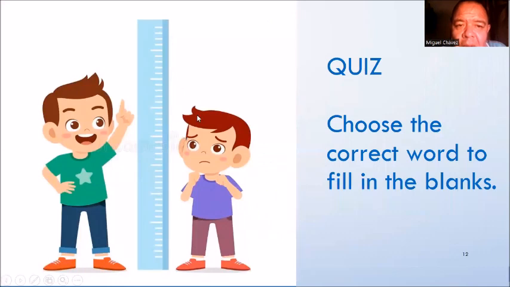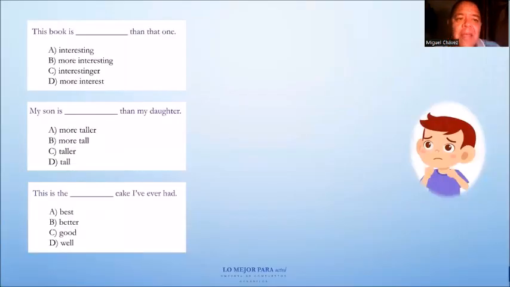Let's check if we understand more or less the use of these comparative and superlative forms. Answering this quiz. Choose the correct word to fill in the blanks. Okay? If you check in each exercise, we have 4 alternatives for them. A volunteer for the first one, choose the best alternative to complete the sentence, please. A volunteer?